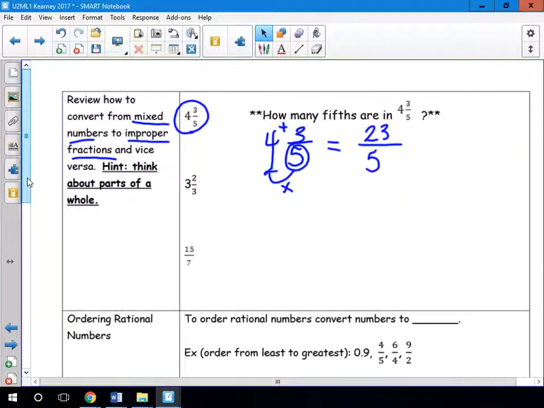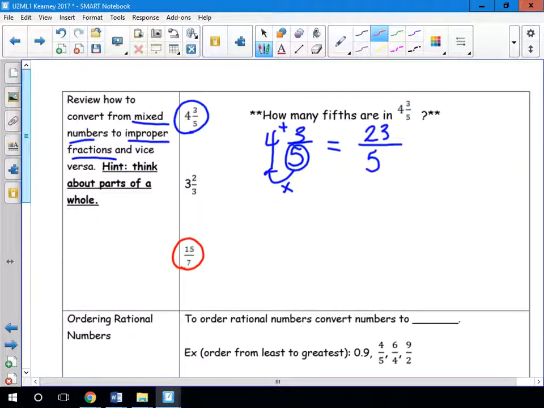And then if you're going the opposite direction from an improper fraction back to a mixed number, you're going to do exactly like we just said a minute ago. We're going to divide that numerator by the denominator. So 15 divided by 7. How many times does 7 go into 15? It goes in there twice. So 7 times 2 is 14. 15 minus 14 is 1. So our remainder is 1/7.